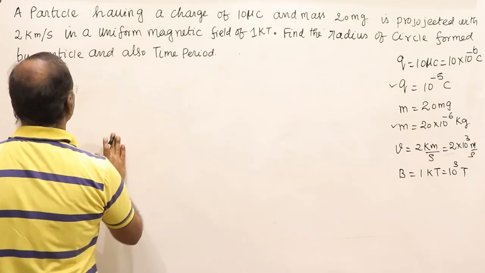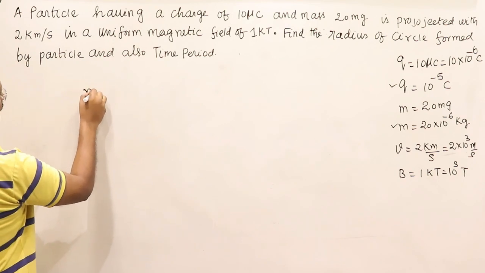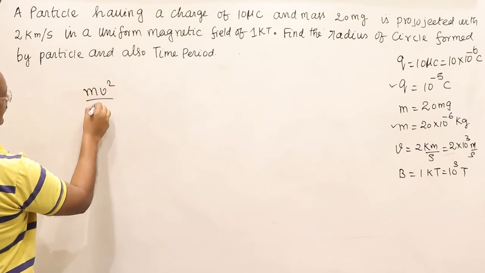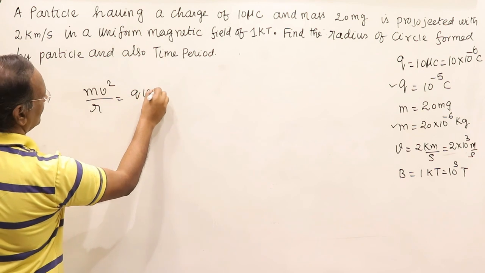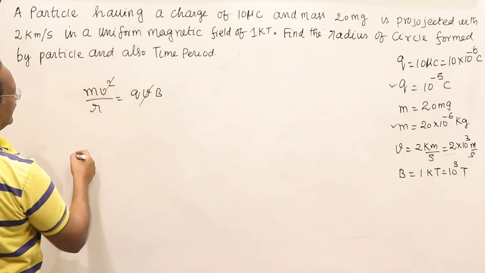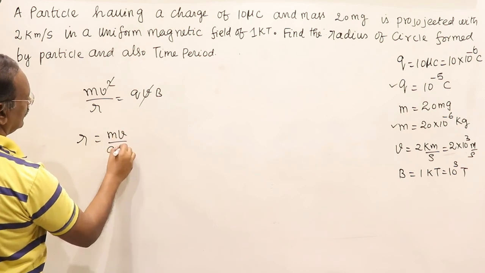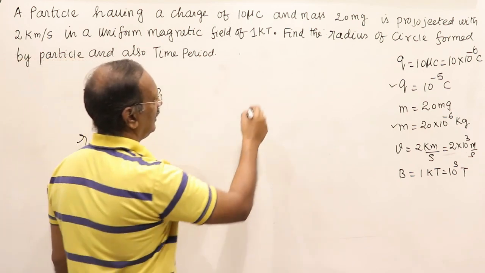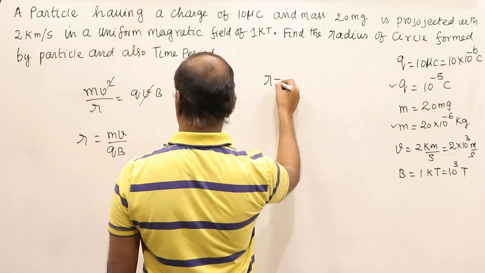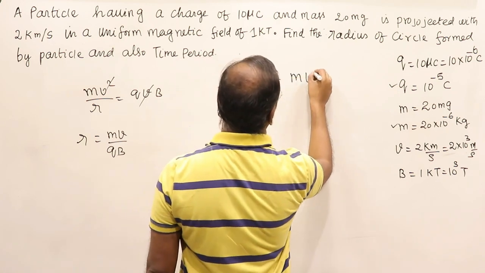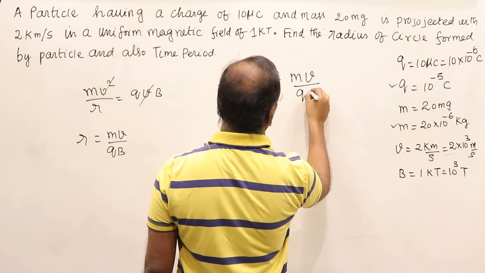To find the radius of the circle, we know centripetal force is equal to magnetic force. This we cancel. R is equal to mv by q into B. So we can find out R is equal to mv divided by q into B.